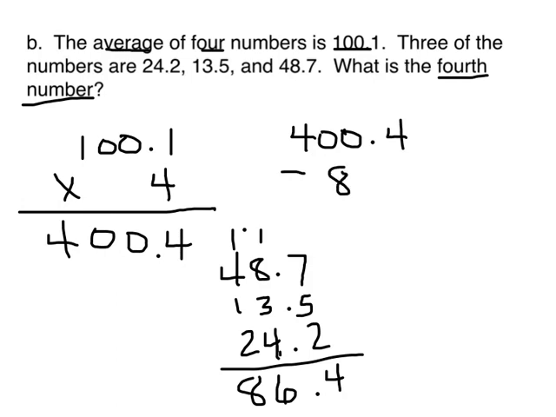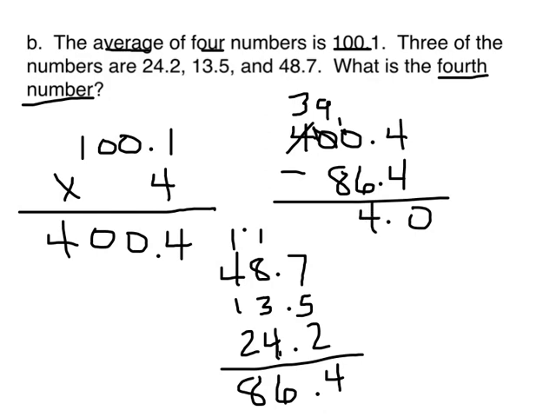So if I subtract that, 86.4, I'm going to get 314. Now, if you're unsure of yourself, you can always go back and say, alright, 314 plus these three should give me a total of 400.4. And if I divide 400.4 by 4, I should get an average of 100.1. Okay, so don't let these trip you up. But I would definitely have this process done in my notebook if I were you.